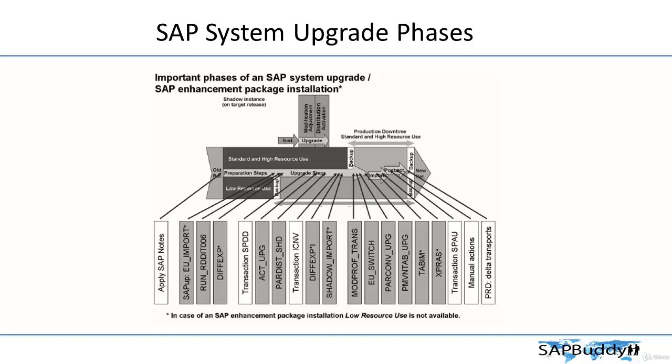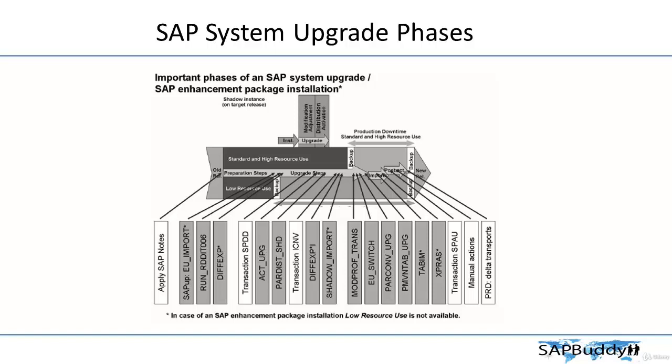When you do the SPDD, then you will do the activate upgrade, the activation of table definition in the shadow repository. Then you will do the parallel distribution of the shadow repository. Then you will do the transaction ICNU. This ICNU is a transaction which will be done in the middle of this upgrade, that is for the incremental table conversion. This particular activity will be done in the middle of this upgrade.